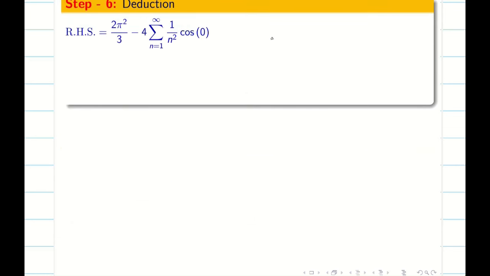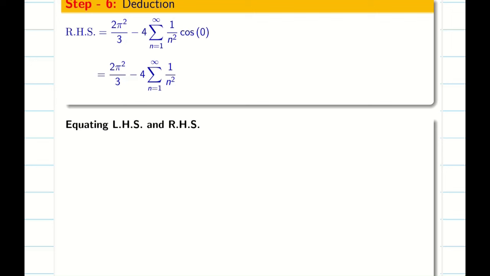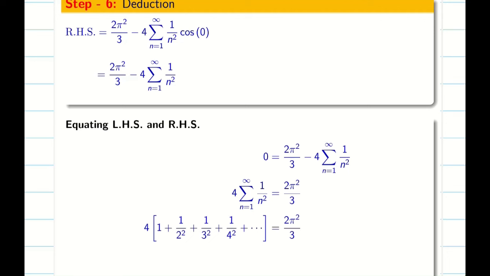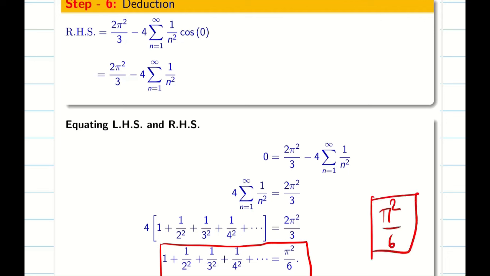Now I have to find RHS. RHS is very obvious. I'm going to put x equal to 0, then cos 0 is 1 as we discussed. Now simplifying this, we'll be getting the answer. Equating LHS and RHS, my LHS is 0, RHS is this. So now I can push this term to the other side. 4 times summation n equal to 1 to infinity 1 by n square is 2 pi square by 3. Now 2 gets cancelled and bring the 2 to the denominator, we will be getting pi square by 6, and hence we deduce the infinite series. Answer is pi square by 6, which is the required result.